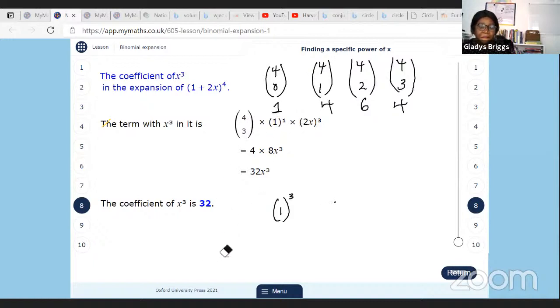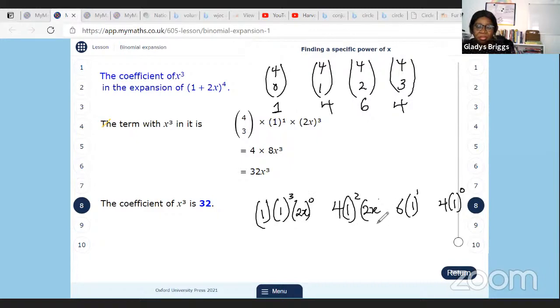It's 1, yeah? 1 times 1 cubed, and then 4 times 1 squared, and then 6 times 1 to the power of 1, and then 4 times 1 to the power of 0. Yeah, and then on this side you have 2x to the power of 0, 2x to the power of 1, 2x to the power of 2, and 2x to the power of 3. So this is the one that you should be focusing on. This is the one they're after.